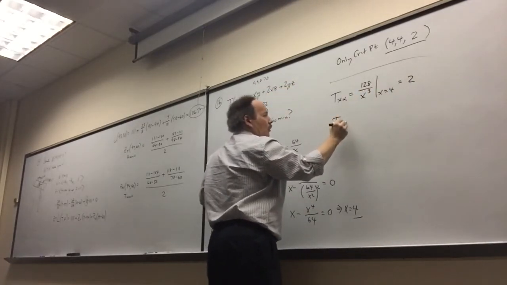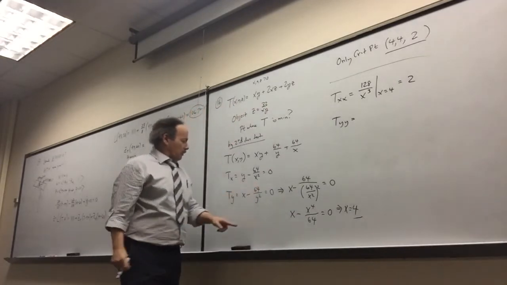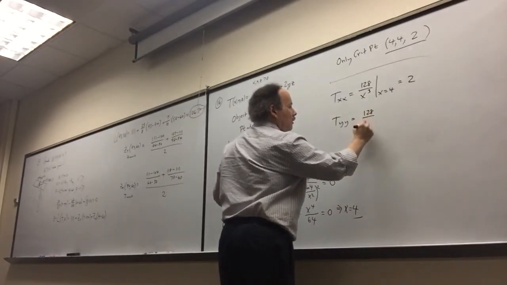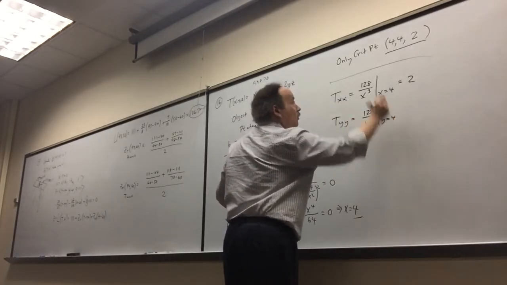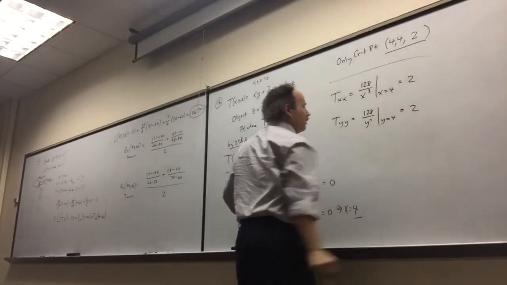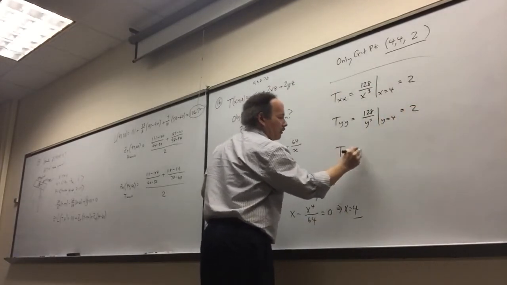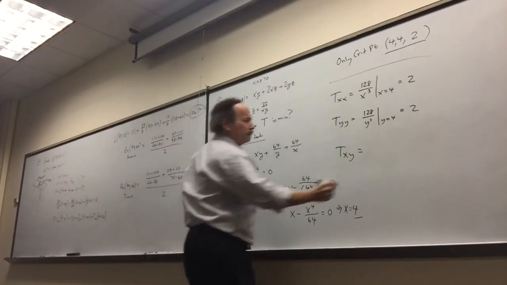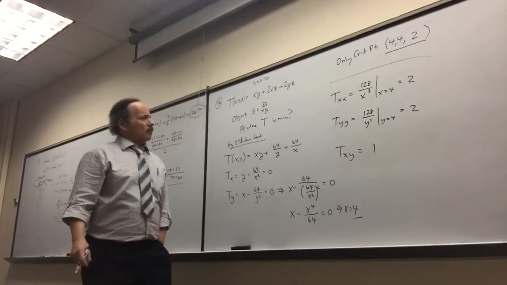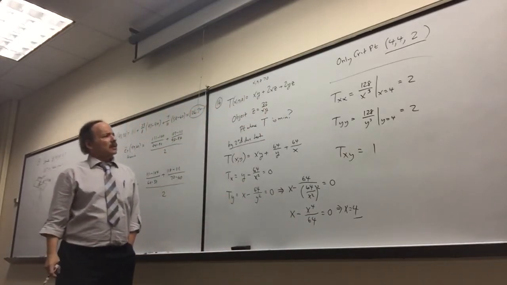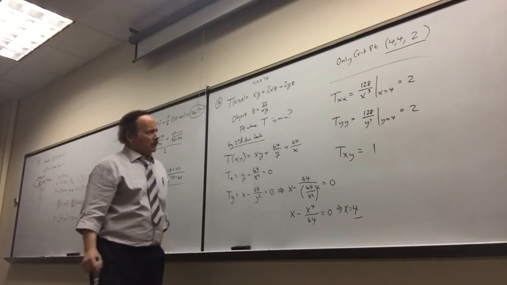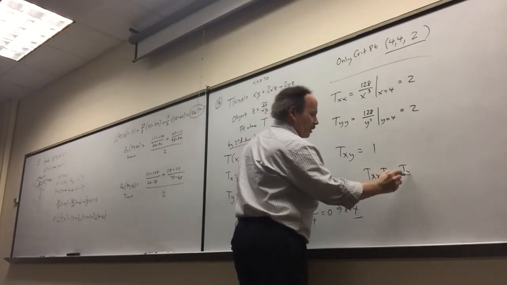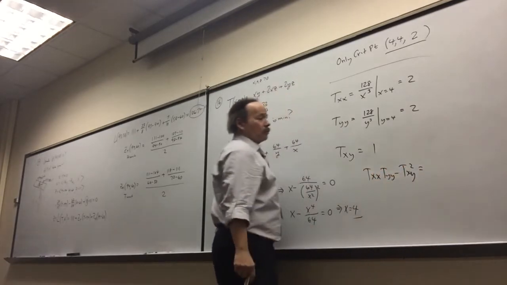Okay, what's T_yy? Same thing, isn't it? 128 over y cubed, evaluated at y equals 4, would be 2 again. And then you want T_xy, don't you? That would just be 1, wouldn't it? So what do you do now? So we T_xx times T_yy minus T_xy squared. Yes, T_xx T_yy minus T_xy squared is equal to 3.